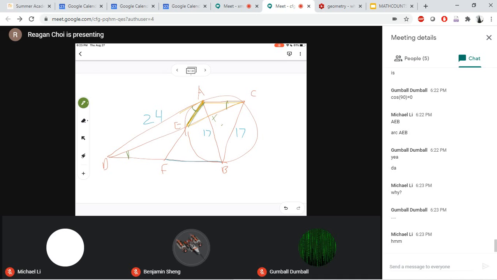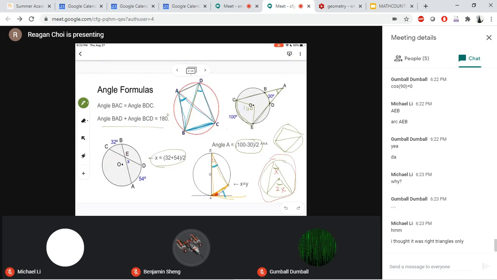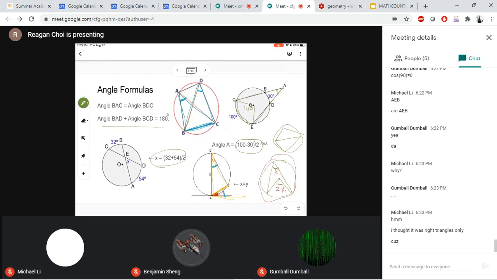Let me go back. That's not the formula. There we go. So it's the one down here. Oh yeah, I guess this does go through the center. I didn't even look at that. Yeah, it doesn't have to be right.